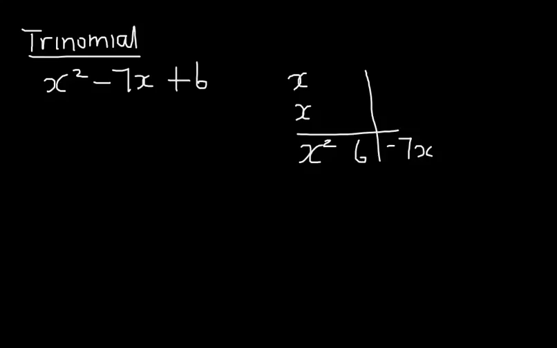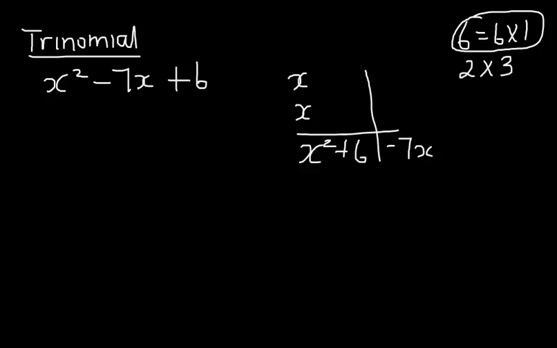Now if you look for the factors of 6, 6 can be 6 times 1 or 2 times 3. Which of 6 and 1 or 2 and 3 gives you 7? That is 6 and 1. It's that one that gives you 7. So then you write there 6 and 1. Then you multiply crosswise, so that gives you 6x, and you multiply crosswise, and that gives you 1x.